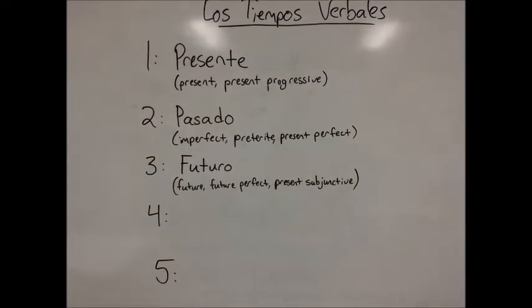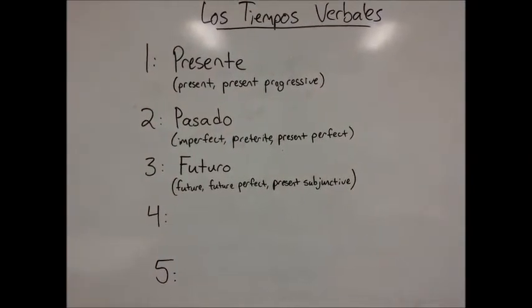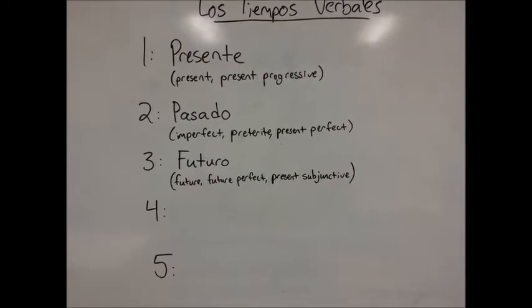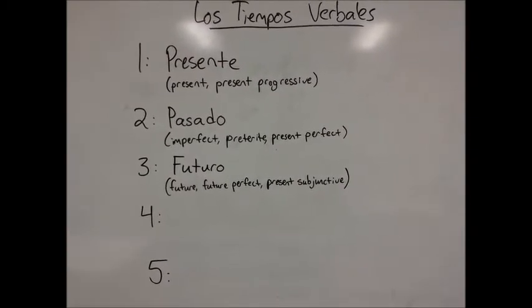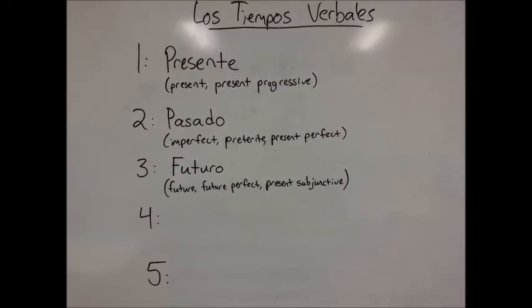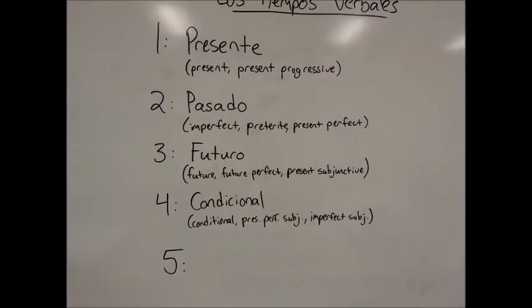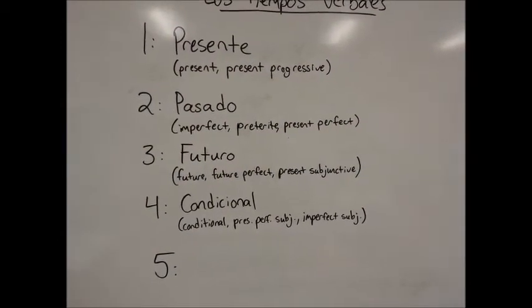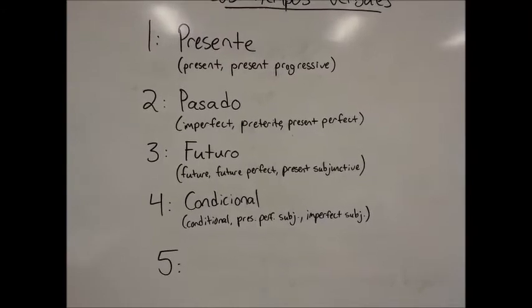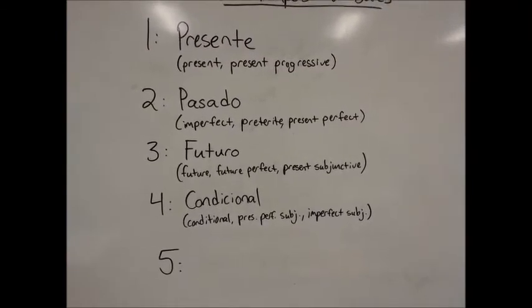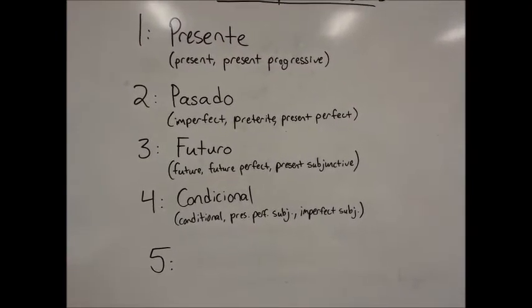Tres punto punto es el futuro, which includes the future tense, the future perfect tense, and the present subjunctive, since, remember, there's no future subjunctive. Cuatro punto punto es el condicional, which represents the conditional, the present perfect subjunctive, and the imperfect subjunctive.